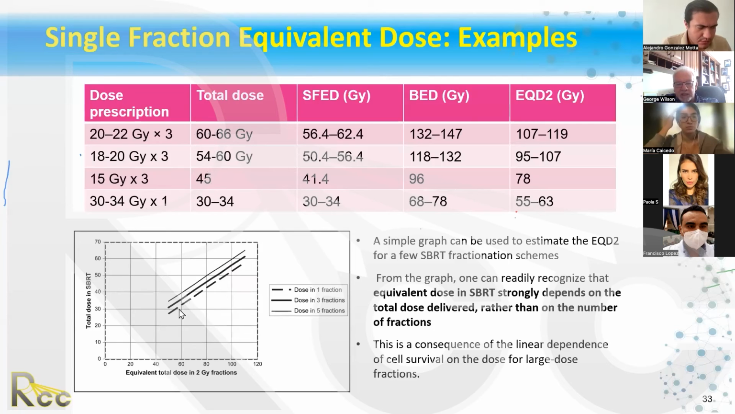And you can actually see it here in this graph. This is plotting total dose in SBRT against equivalent dose in 2 gray fractions. You can see there's a linear relationship between them, and really there's not much difference between the fraction size, the different numbers of fractions. So the total dose is really the important parameter when you're delivering SBRT. Maybe 1 fraction is not as effective as giving 2 or 3 fractions.